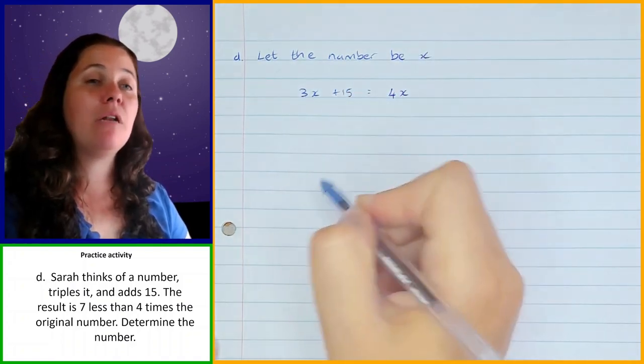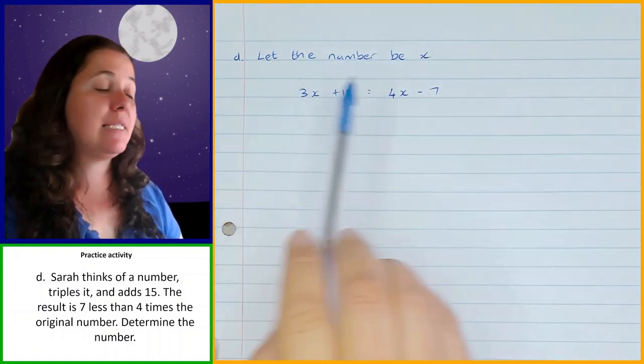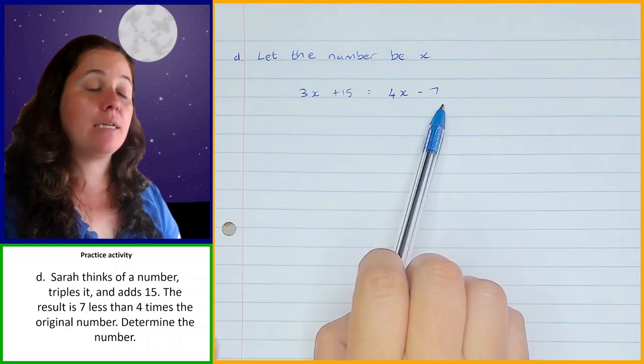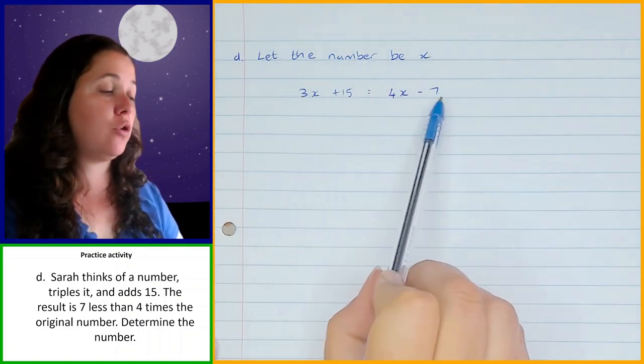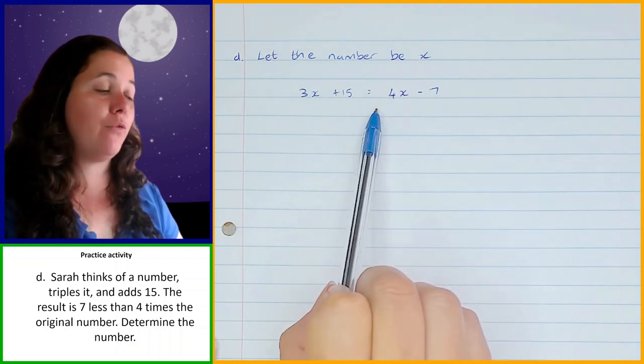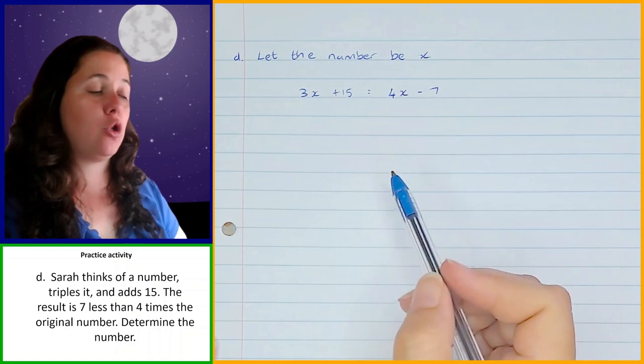And then to get 7 less than that, we have to subtract 7 from that. Please take note, it's not 7 minus 4x. It's 7 less than 4x. Okay, so we have to subtract the 7 from the 4x. Once you've done that, we can then go and solve our equation.